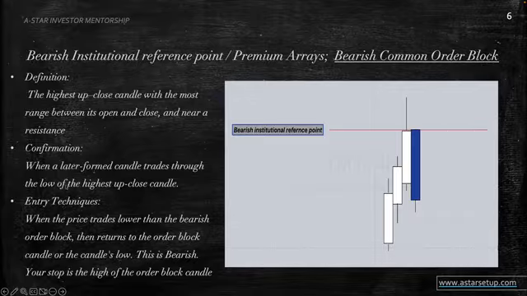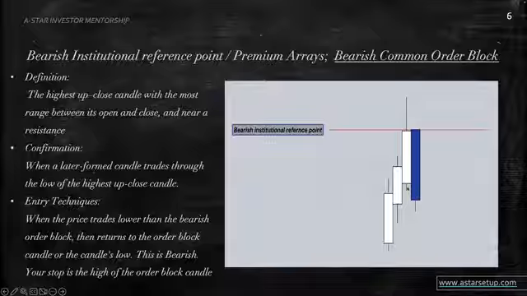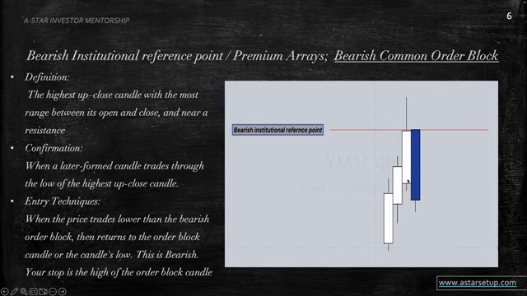Now, this common order block is confirmed when the next candle that forms trades through the low of the highest up close candle. So after this up close candle touches this resistance level, we want to see strong selling pressure, enough to take out the low of this last up close candle. When that low is taken out, we can confirm this to be a bearish common order block.